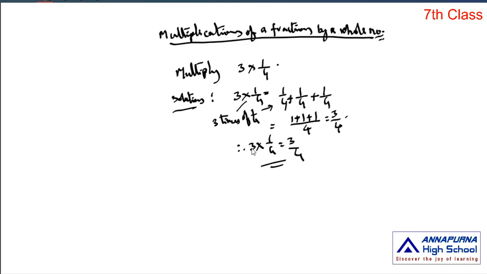So in this way, we can multiply. We can do the same multiplication, 3 into 1 by 4, by using a diagram also. Sometimes it may be given like this: multiply 3 and 1 by 4 by using a diagram.